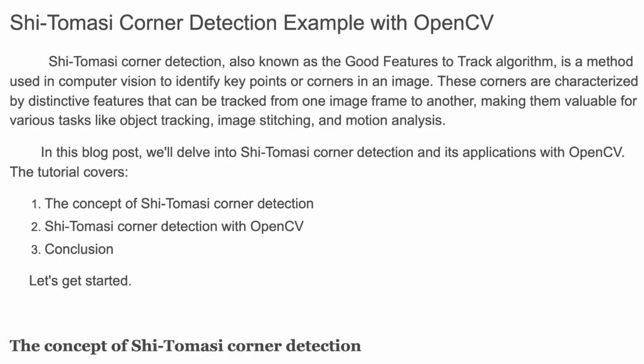In this tutorial I'm going to explain Shi-Tomasi corner detection example with OpenCV in Python. Shi-Tomasi corner detection, also known as the goodFeaturesToTrack algorithm, is a method used in computer vision to identify key points or corners in an image. These corners are characterized by distinctive features that can be tracked from one image frame to another, making them valuable for various tasks like object tracking, image stitching, and motion analysis.